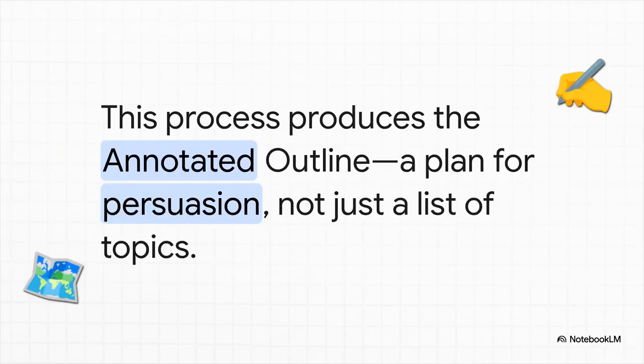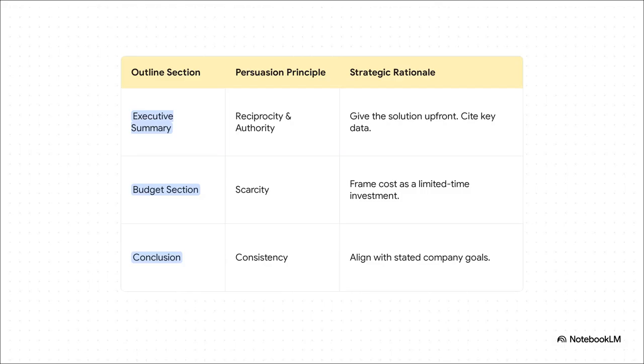And all of this careful planning, it leads to one incredibly powerful document. It's not just a list of topics. It's what the source material calls an annotated outline, and it's your true blueprint for persuasion. And this is where the magic happens. Look how this works. In your outline, you're not just deciding what to say, you're deciding how you're going to persuade. For the executive summary, let's use reciprocity and authority. For the budget, let's bring in scarcity. For the conclusion, we'll hit them with consistency. See? Every single choice is deliberate and strategic.